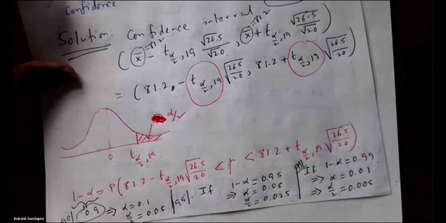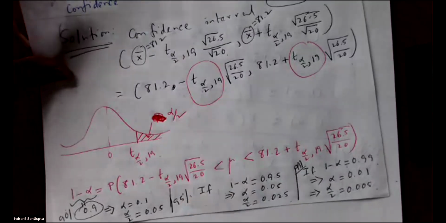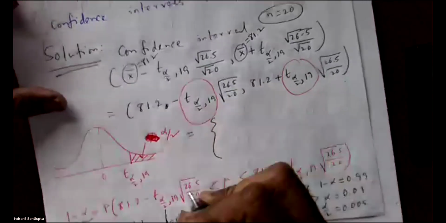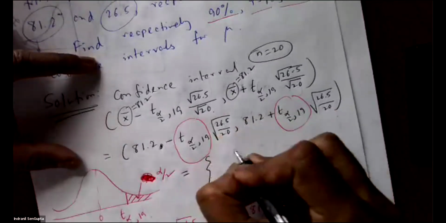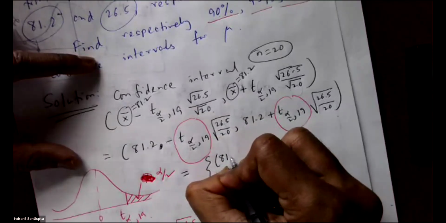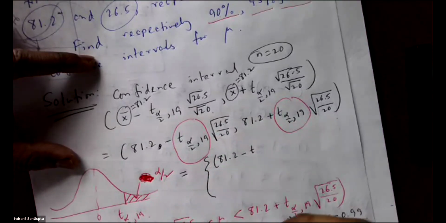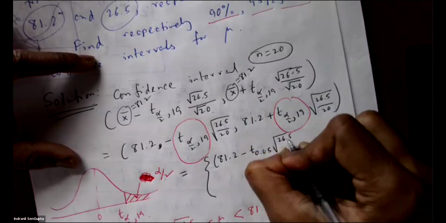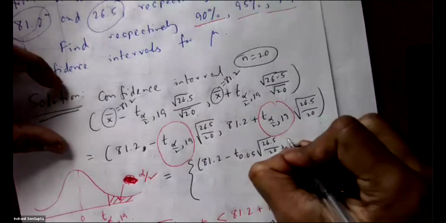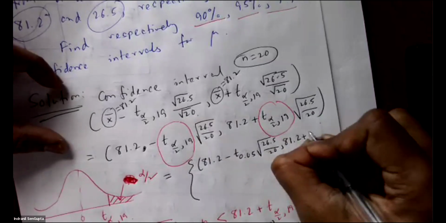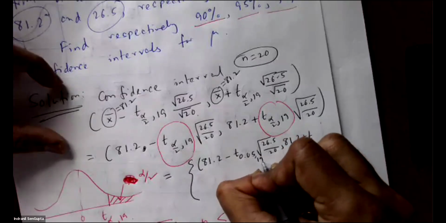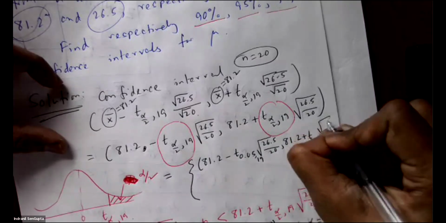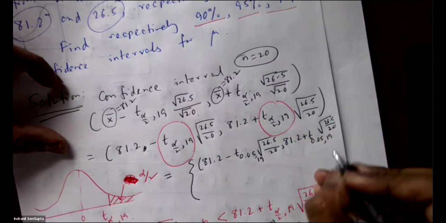All I have to do now is replace the values of alpha over 2 here, and I find this number. So let's do that. So for the case of alpha equals 0.1, it is going to be 81.2 minus t of 0.05, 19, square root of 26.5 over 20, through 81.2 plus t of 0.05 comma 19, square root of 26.5 over 20.